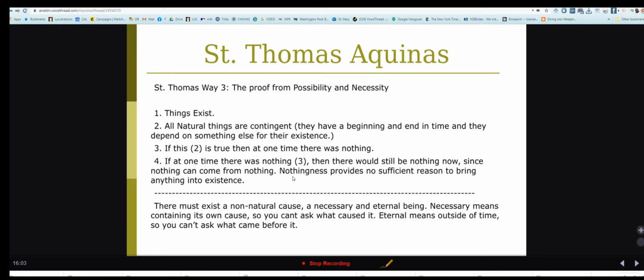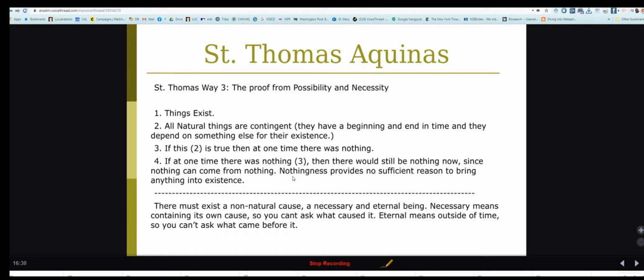The famous Latin phrase was ex nihilo nihil fit, which means out of nothing, nothing comes. Sometimes this is called the principle of sufficient reason, because it says in order for something to happen, there must be a sufficient reason for it being so and not otherwise, and for it happening at this time and not another time.